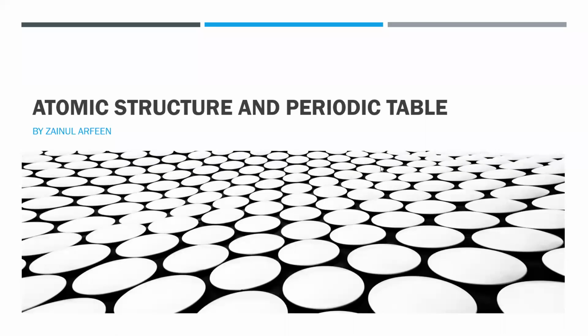Today we'll start the atomic structure and the periodic table. So in this topic we will discuss the structure of an atom, the mass spectrometer, the electronic configuration, how the electrons are arranged in an atom, shells, subshells, and later, at the last part, we'll discuss the trend in the melting point.